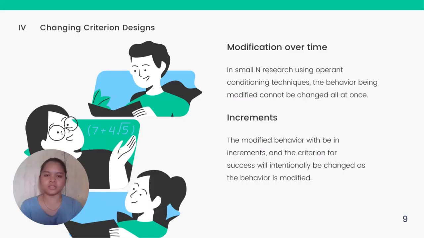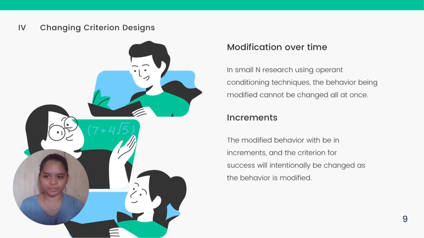Thank you. Changing criterion designs are a type of research design used to evaluate the effectiveness of an intervention in modifying behavior. This design involves gradually changing the performance criterion for success as the participant makes progress or encounters difficulty towards the desired outcome. Changing criterion designs are often used in small N research, which involves studying a single participant or small group of participants and may involve operant conditioning techniques to modify behavior.